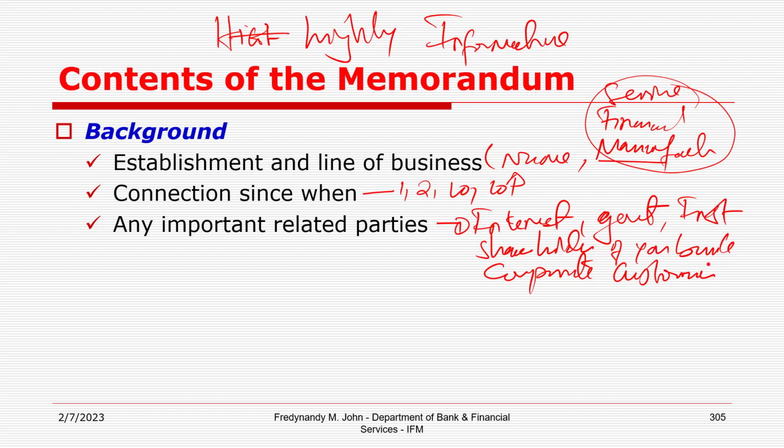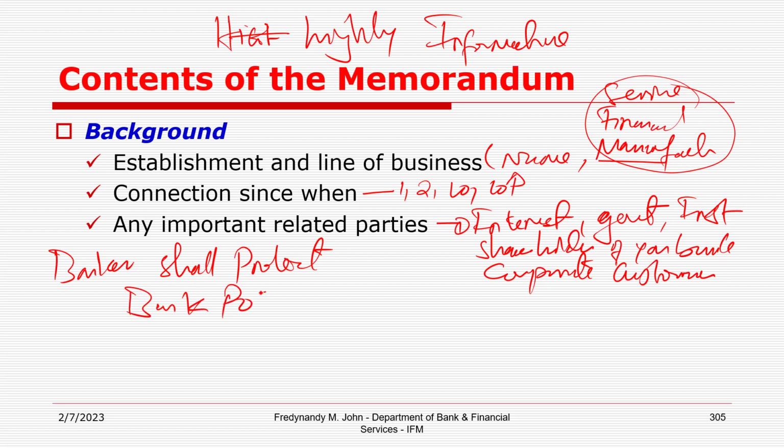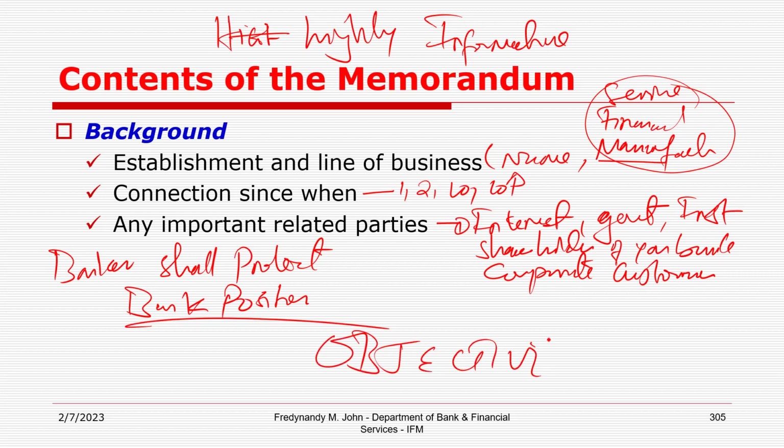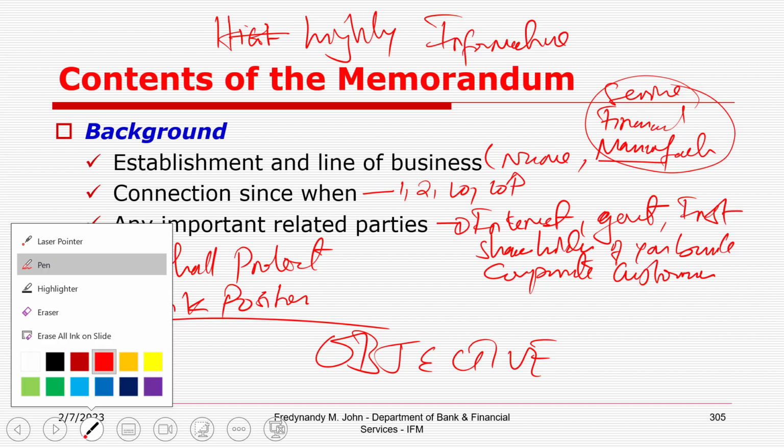I'm not saying that the relationship should influence your decision. You need to be objective here, because at the end of the day, a banker is supposed to protect the bank's position. Very important. A banker at all times shall protect what? Shall protect the bank's position. Therefore, always be objective. Do not accept to be influenced. If your decisions are influenced by anything, you may jeopardize the position of the bank. It's very important to remember this factor. All right.